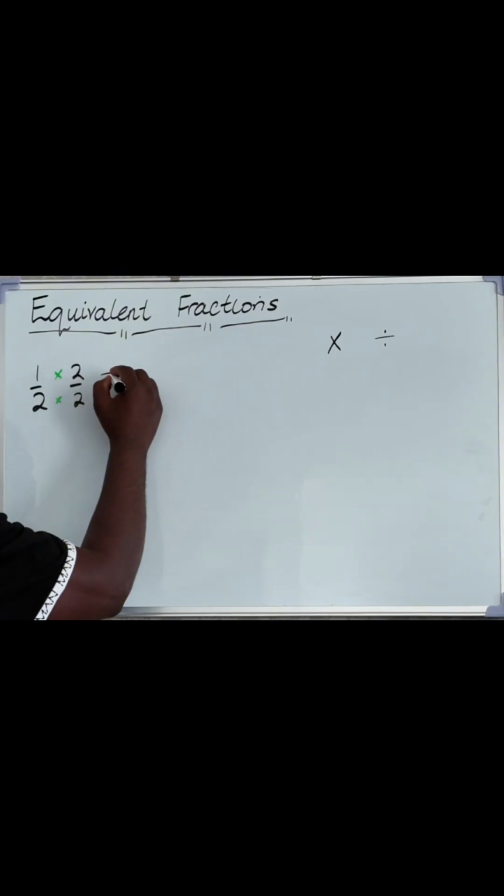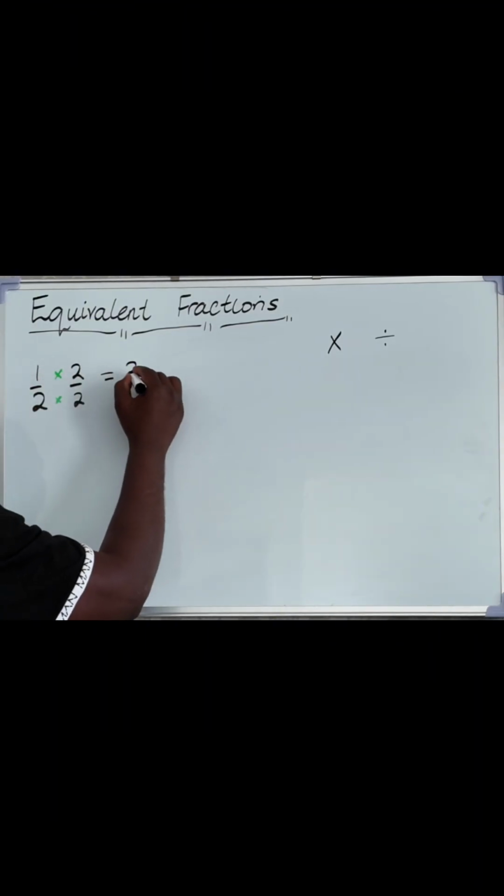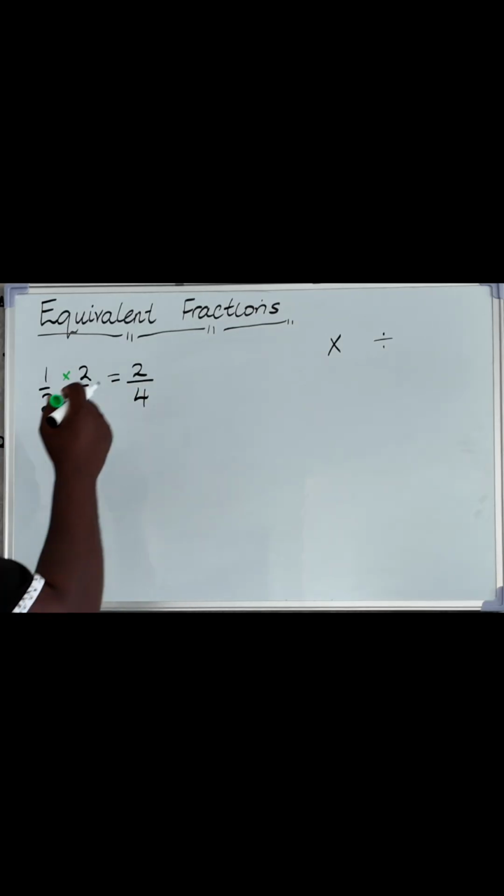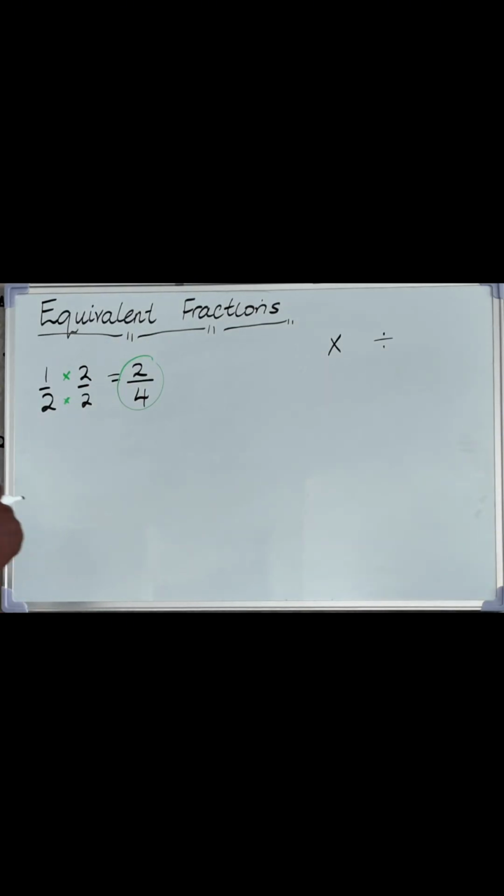So here, if we say 1 times 2, we're going to get 2. 2 times 2, we're going to get 4. So our final answer is 2 over 4. So we are saying half is equivalent to 2 over 4.